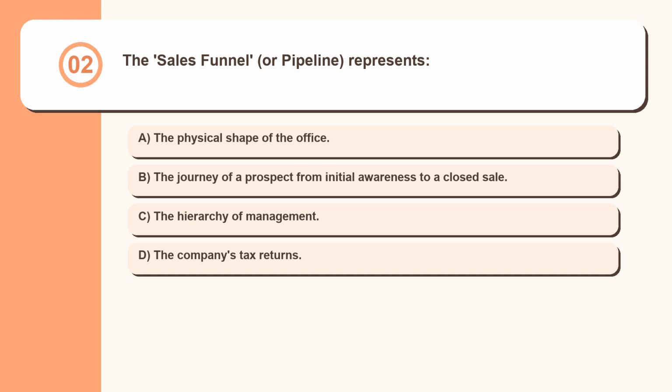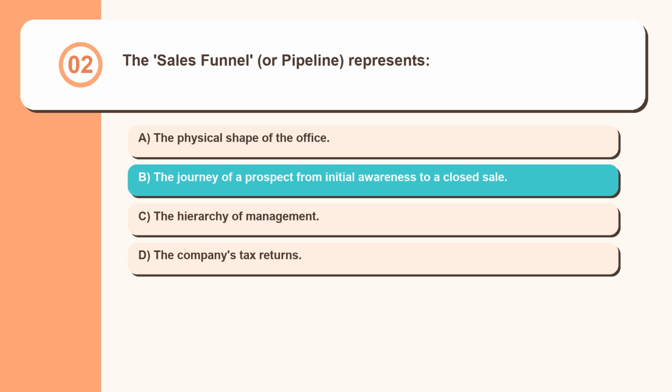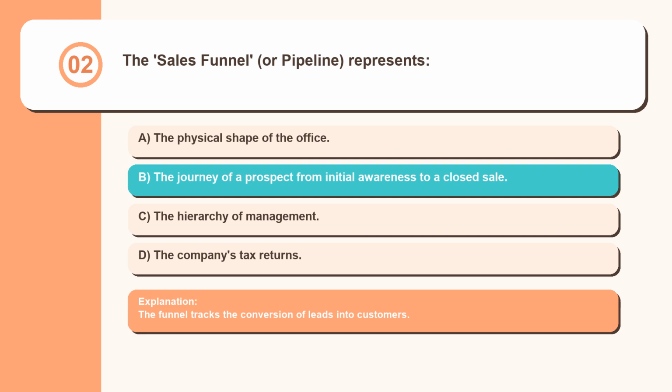Question 2. The sales funnel or pipeline represents the physical shape of the office, the journey of a prospect from initial awareness to a closed sale, the hierarchy of management, the company's tax returns. The funnel tracks the conversion of leads into customers.